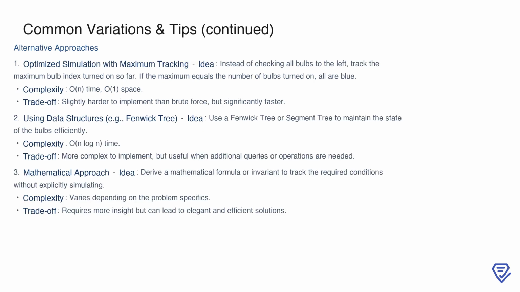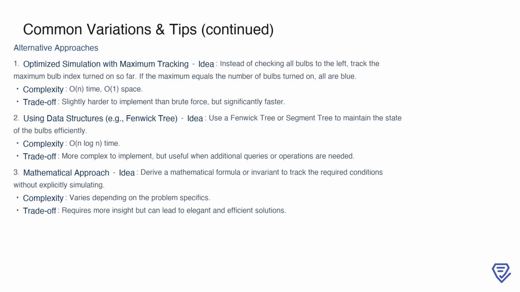There are several alternative approaches to solving this problem. One effective method is optimized simulation with maximum tracking. Instead of repeatedly checking all bulbs, you can track the maximum index of bulbs turned on so far. If this maximum matches the number of bulbs turned on, you know all bulbs up to that point are blue. This approach achieves O(n) time complexity with O(1) space, making it highly efficient, though it requires careful implementation.